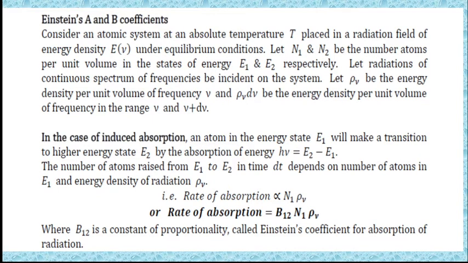Now let us discuss Einstein's A and B coefficients. In order to study Einstein's A and B coefficients, we are considering an atomic system which is at absolute temperature, that is T equals 0 Kelvin, which is placed in the radiation field of energy density E.